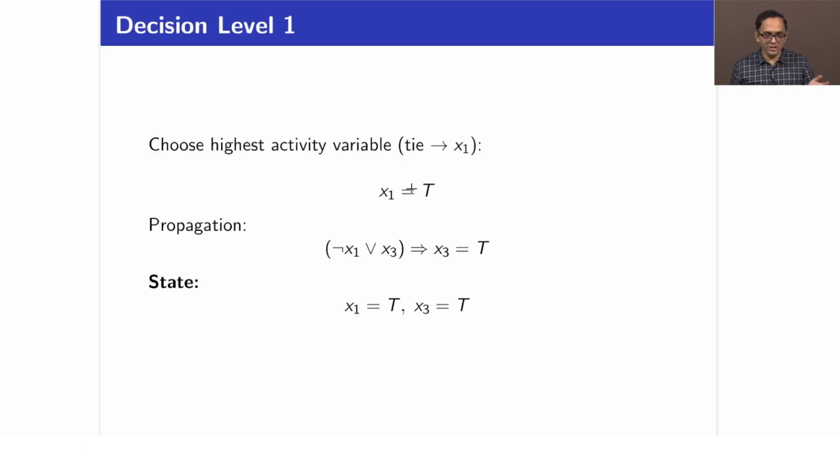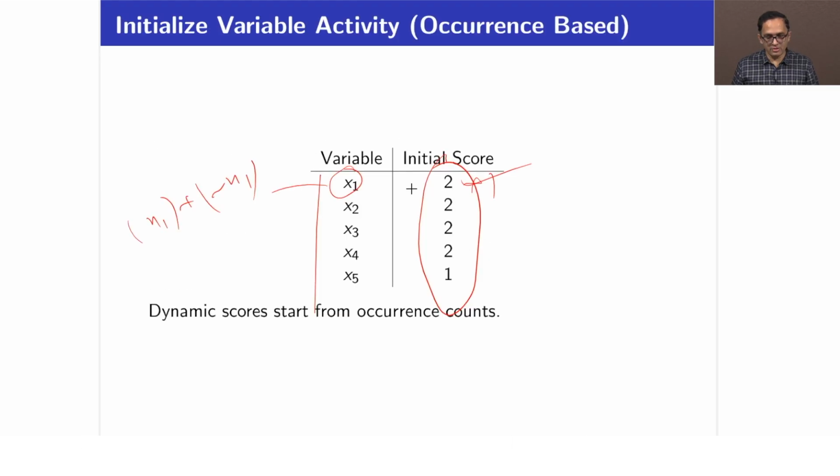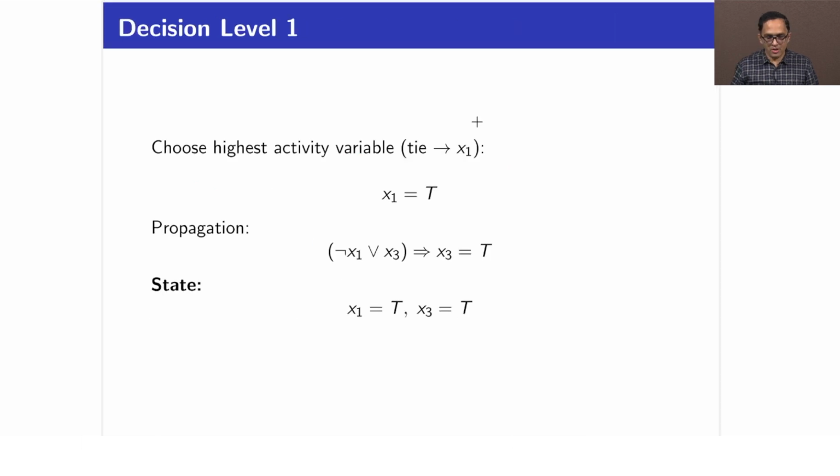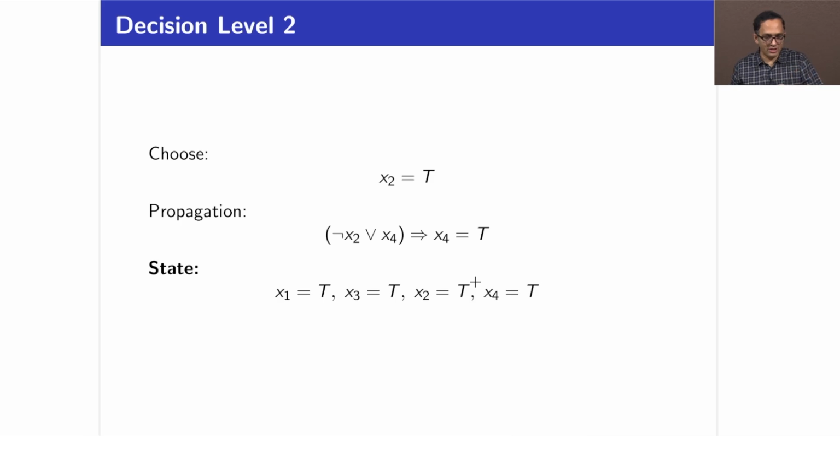Now, initially your stack is empty, so you have to pick the variable with the highest score. There are four such variables, so you can pick any of them. Let us say I pick x1. If I pick x1, this clause is false, so x3 becomes true, by BCP or unit clause resolution. So the current state is x1 is true, x3 is also true, and then I cannot propagate further. So I have to go to decision level 2.